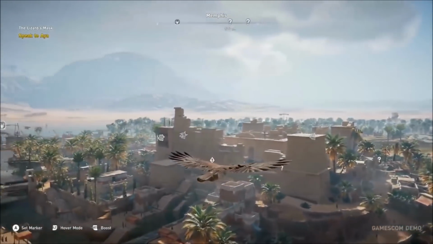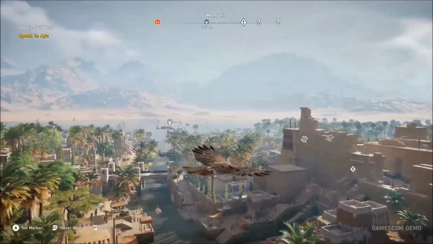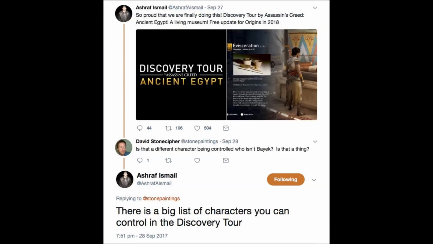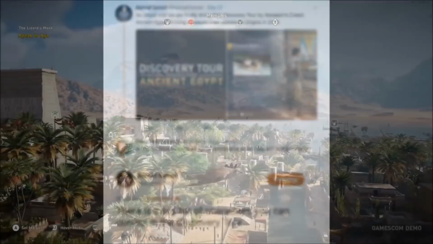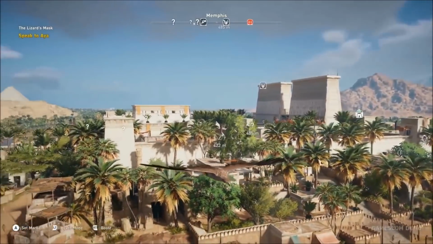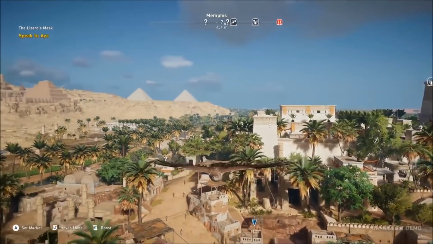First of all, it does seem as if in Assassin's Creed Origins Discovery Tour there will be a big list of characters you can control. So not just Julius Caesar, Cleopatra, Aya and Bayek, but more as well. That means there could be many other characters that we don't know about that we could play as in the Discovery Tour, which is fine. Not very big information, more of an extension to what we already know.